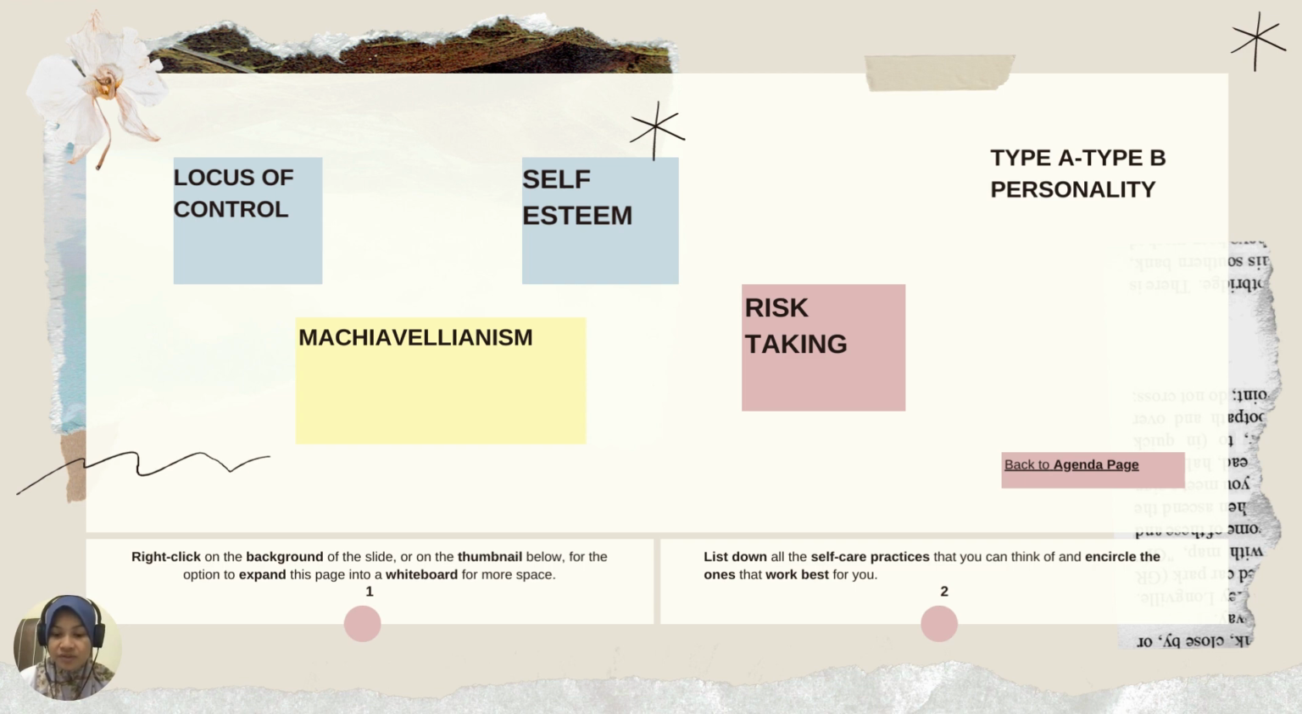Number four is risk-taking. Risk-taking refers to the tendency to engage in behavior that has the potential to be damaging or dangerous, yet at the same time provides the opportunity for some kind of outcome that can be perceived as positive.